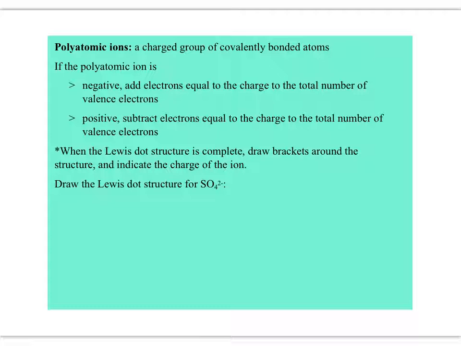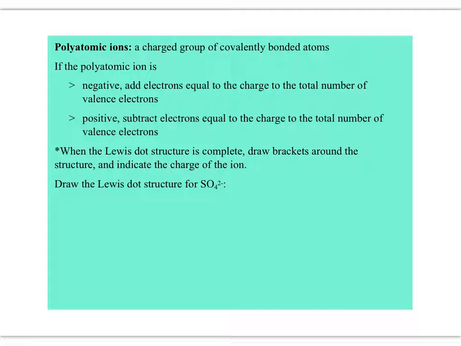Polyatomic ions are covalently bonded and made of nonmetals, but they overall carry a charge. So when we draw the Lewis dot structure, we have to take into account what the charge is. If the charge is negative, that means there are extra electrons, and we will add that number to our total number of valence electrons. If the polyatomic ion is positively charged, we're going to subtract the electrons that are equal to the charge from our total number.